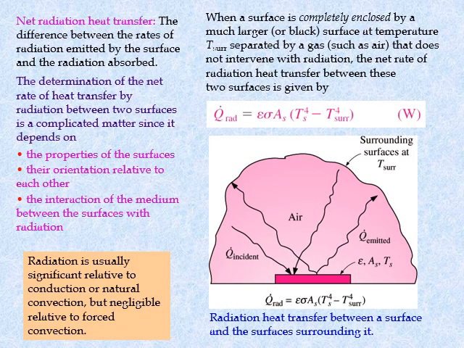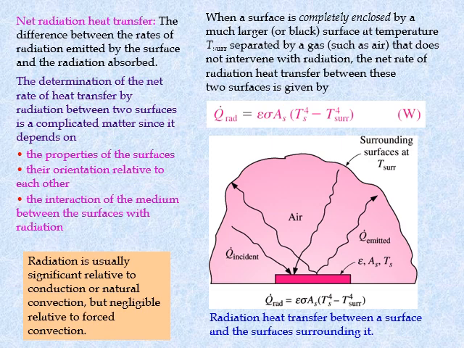Another term that you need to know is the net radiation heat transfer, which is the difference between the rates of radiation emitted by the surface and the radiation absorbed by the surface. So basically, just as I mentioned in the previous slide, we have emissivity and also absorptivity. I also mentioned that any body or any surface that has temperature above absolute zero will emit thermal energy. So basically everything emits thermal energy, and everything also absorbs thermal energy. So for this case, we want to know which is higher, being absorbed or being emitted.